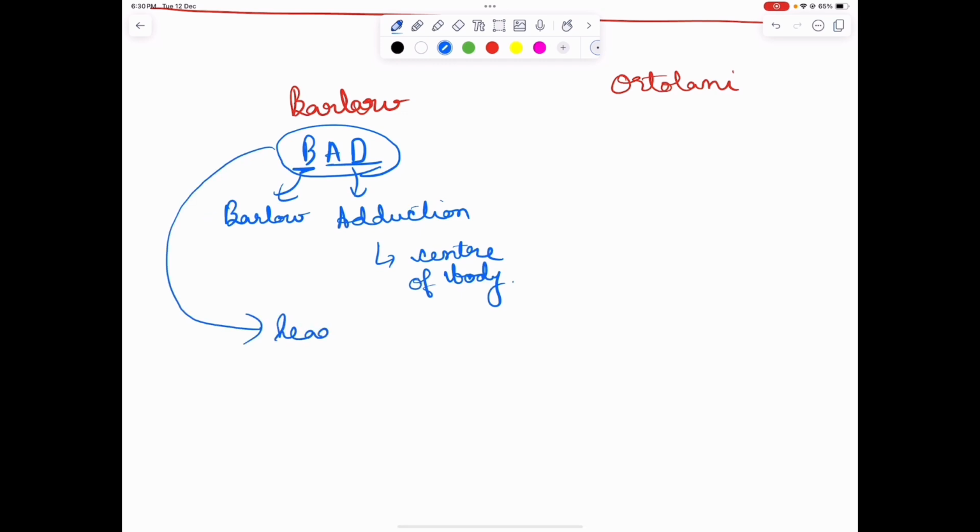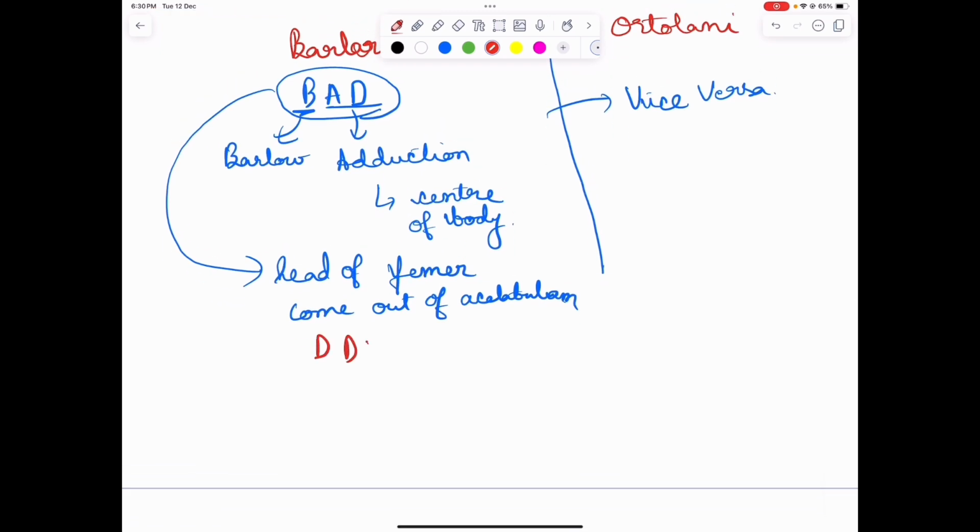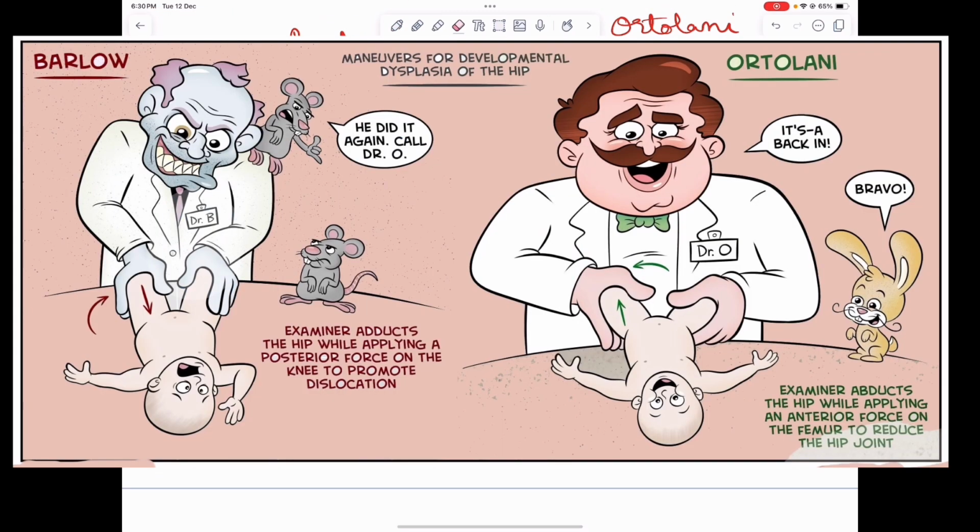Because the head of the femur will come out of the acetabulum. And what is Ortolani? In Ortolani, you have to do the vice versa. Why is all this test done? This is done for DDH, developmental dysplasia of the hip.